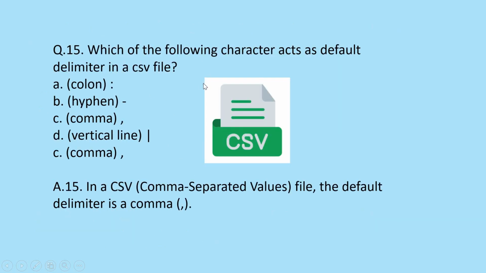Number 15. Which of the following characters acts as the default delimiter in a CSV file? Colon, hyphen, comma, vertical line, or, it has been repeated, sorry, again comma. In a CSV file, the default delimiter is comma.